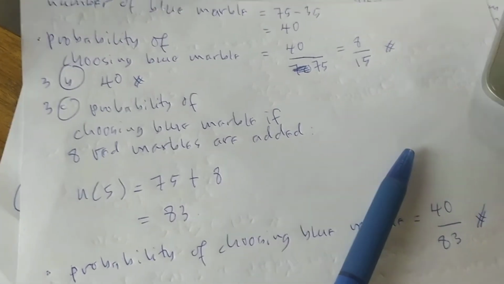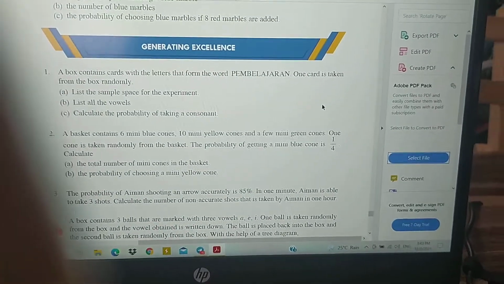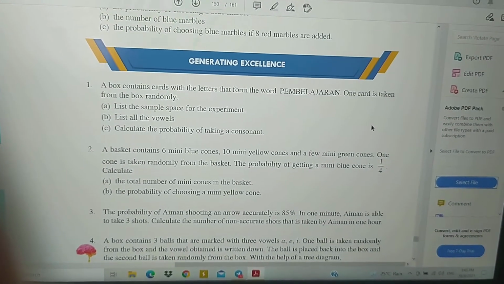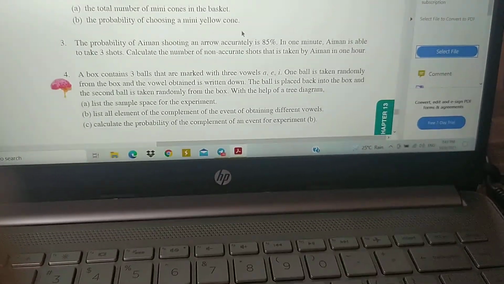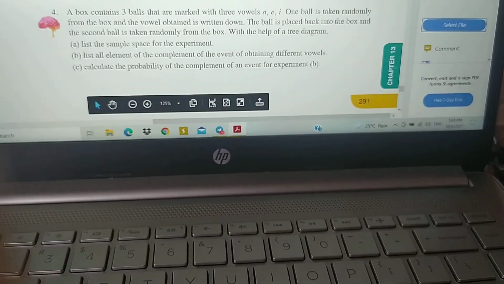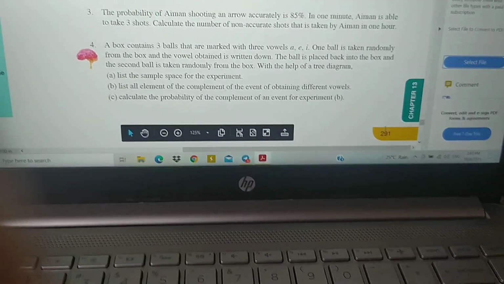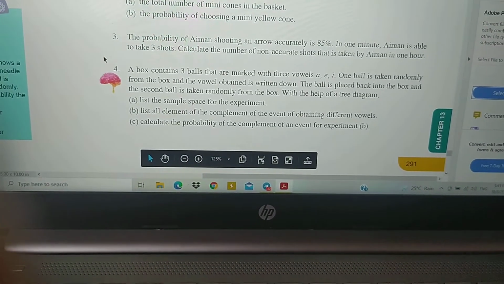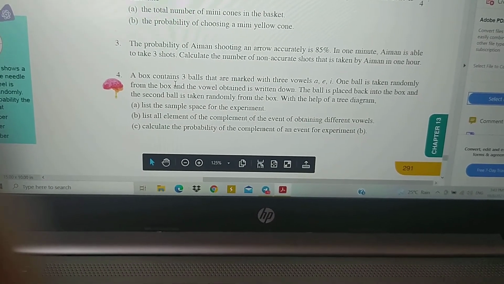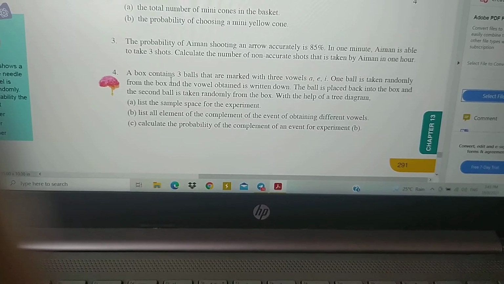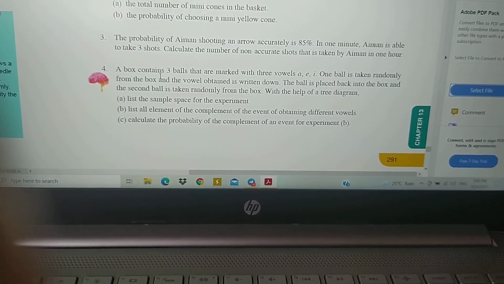Okay, alright class. Lastly for your exercise today, I want you to do the exercise from page 291 of your maths textbook. Please answer question 4 here, in your math exercise book. You can use maths 1, maths 2 or maths 3.